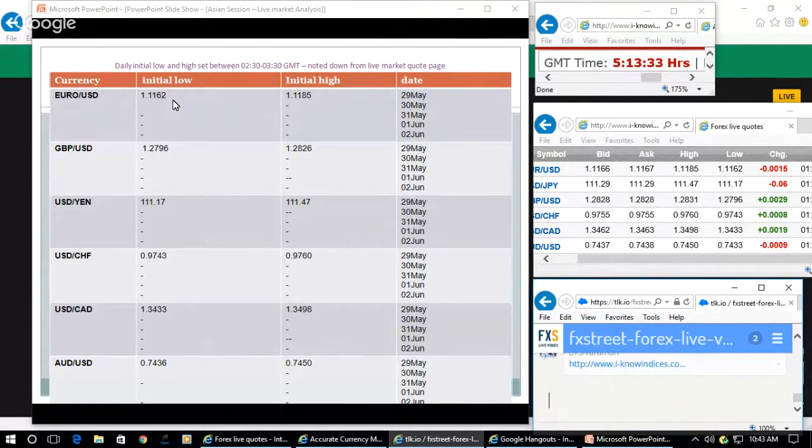And later on, you just compare it throughout the day from time to time, whether they are closer to low or closer to high, how they have breached the high, how they have breached the low, and how they are staying above the initial high, how they are staying below the initial low. Then we will be able to understand what move is going to be the next move.